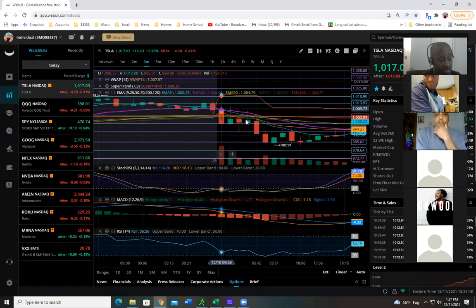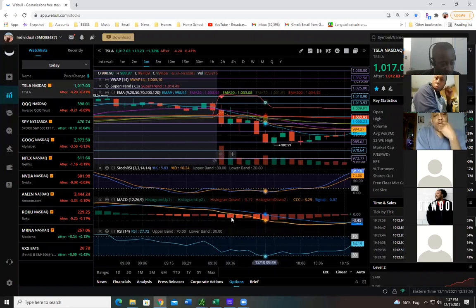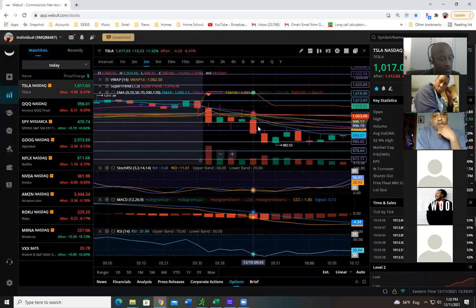Even though the cross is there, the stock RSI is also very low. The MACD is also very low. So at this point, we're completely oversold. But puts were good, I would say, at this point. You could have got in here.